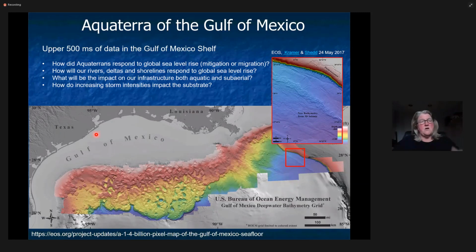We could do the same type of study that was done in Europe using the upper 500 milliseconds data in the Gulf of Mexico. Answer questions like, how did the aquitarians respond to global sea level rise? Was it through mitigation or migration? How will our rivers, deltas, and shorelines respond to global sea level rise? What will be the impact on our infrastructure, both aquatic and subaerial, along the margins? How do increasing storm intensities impact the substrate in the aquitarian areas of the Gulf of Mexico? We have the tools together as an industry to begin to share data and compile these things together.